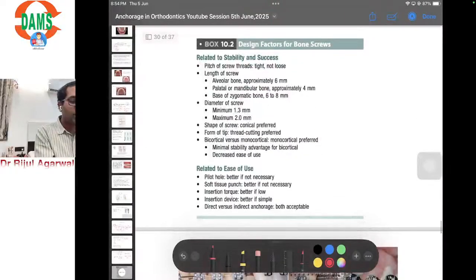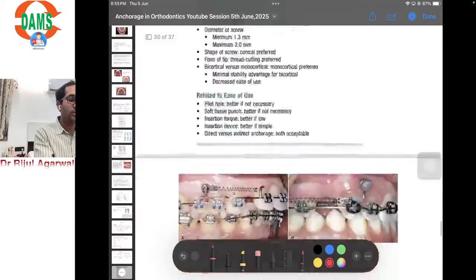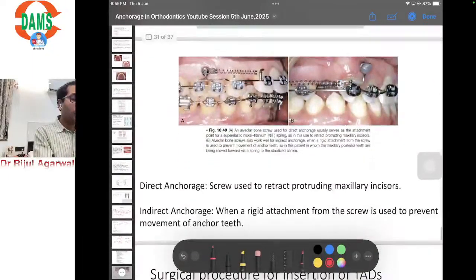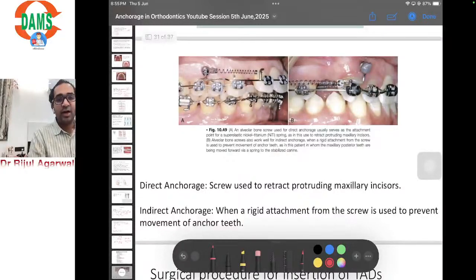This is a summary of what I have just told: the screw diameter, and the screw length which is 6 mm, where the range is 4 to 8. I have told you the range and the diameter. This is a table directly picked up from the textbook of William R. Proffit.